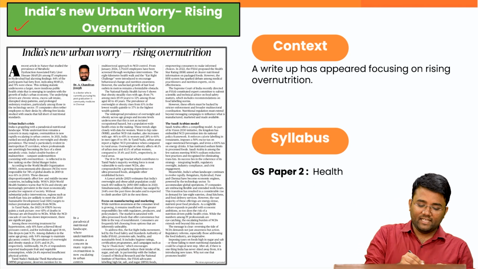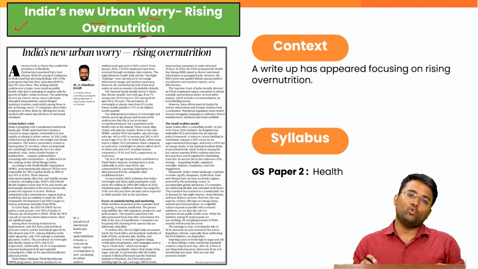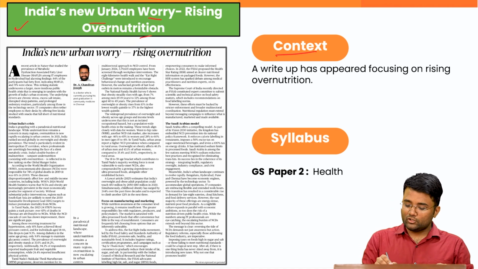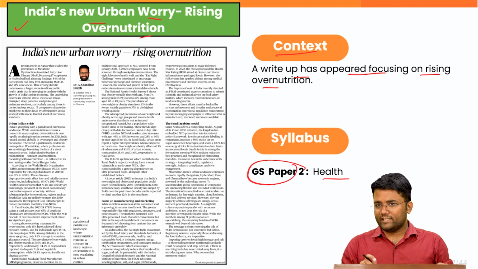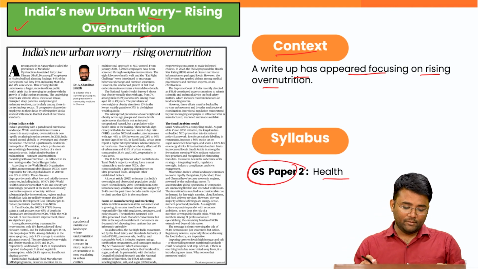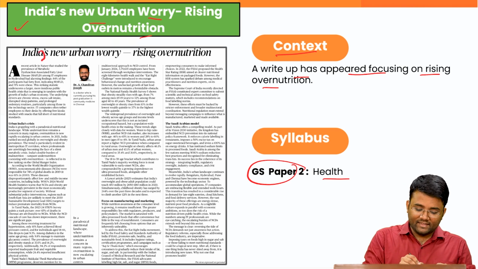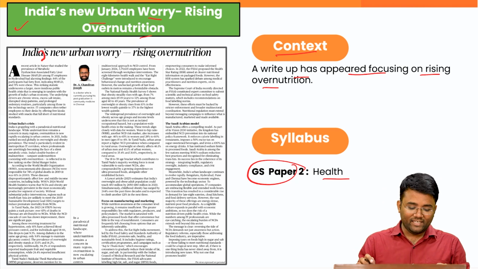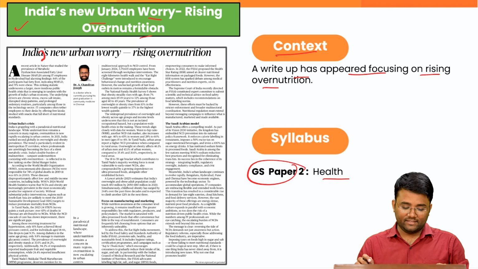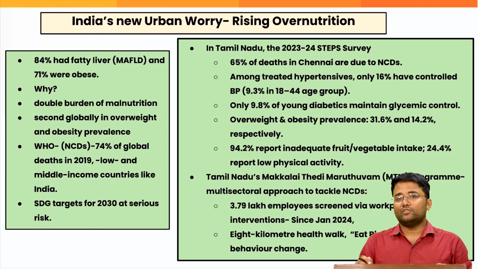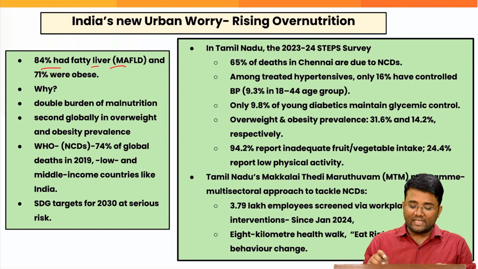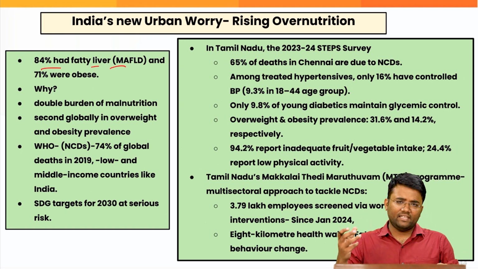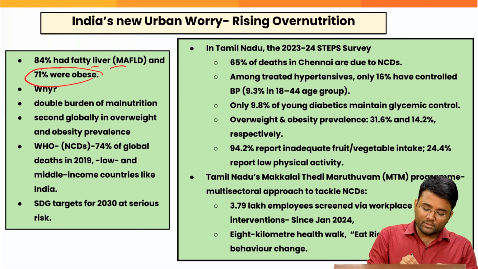Moving towards our next topic, that is India's new urban worry, rising overnutrition. The context of this topic is that a write-up has appeared focusing on rising overnutrition, and this is related to your GS paper 2 health. There is a report published in Nature that studies the prevalence of metabolic dysfunction associated fatty liver disease among the IT employees of Hyderabad. It says that 84% had fatty liver, an accumulation of fat in the liver, and 71% were obese.